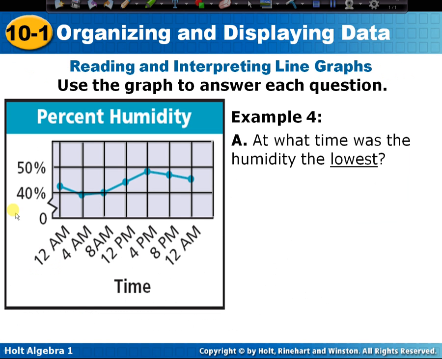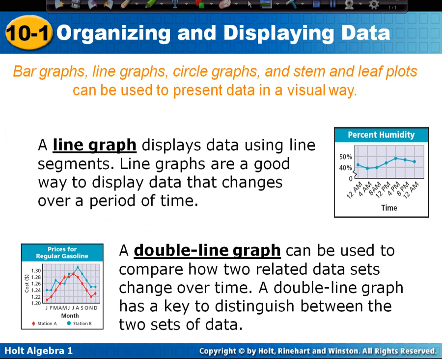All right, now we're going to look at some line graphs. A line graph displays data using line segments. The line graphs are a good way to display data that changes over a period of time. Now, it's not the only way to use a line graph, but it is helpful when showing time or over a period of time. A double line graph can be used to compare how two related data sets change over time. A double line graph has a key to distinguish between the two sets of data.